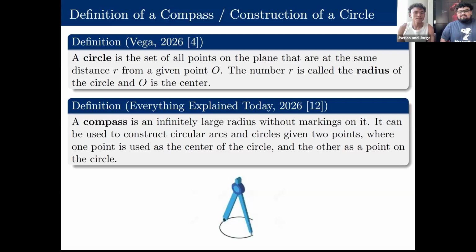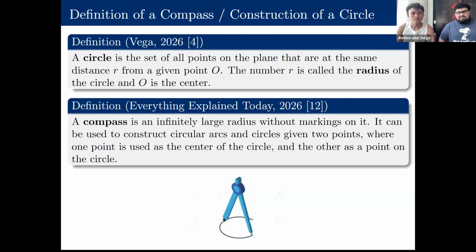Our next slide is on the definition of a compass and construction of a circle. So we need to define a circle to define a compass. Our definition of a circle, we got this from Professor Vega's book: a circle is a set of all points on a plane that are the same distance r from a given point. The number r is the radius of the circle, where O is the center.